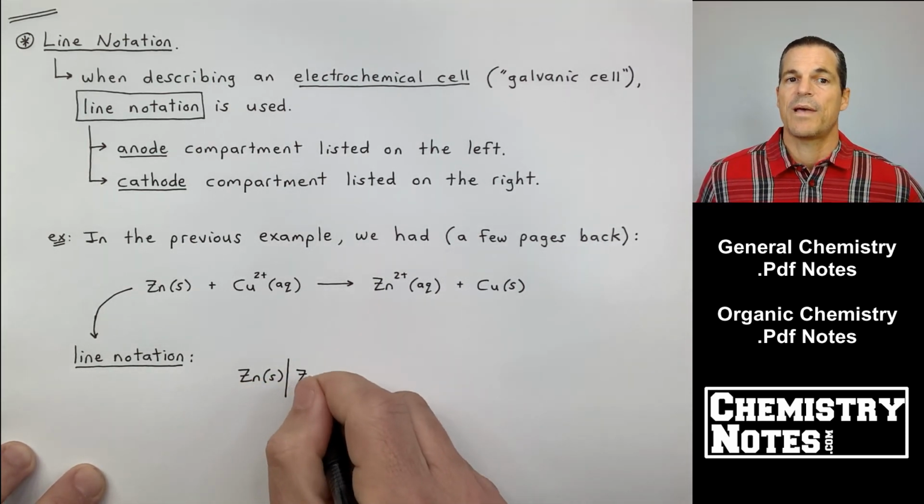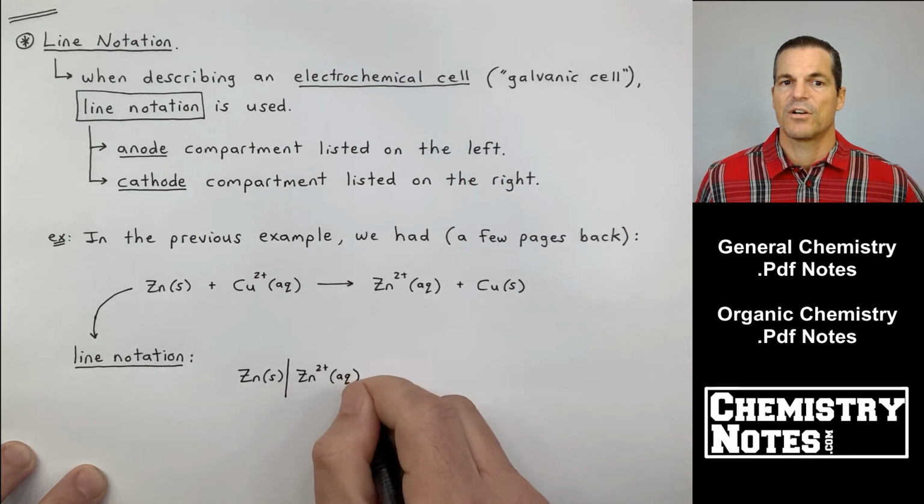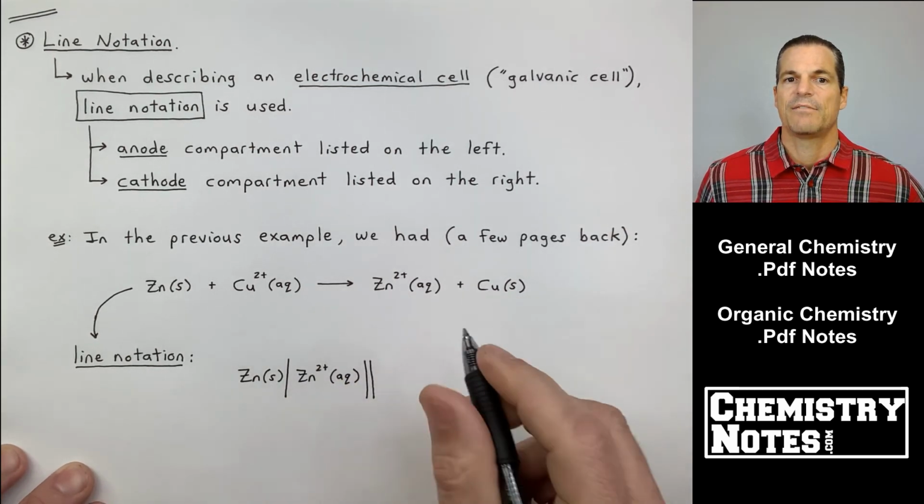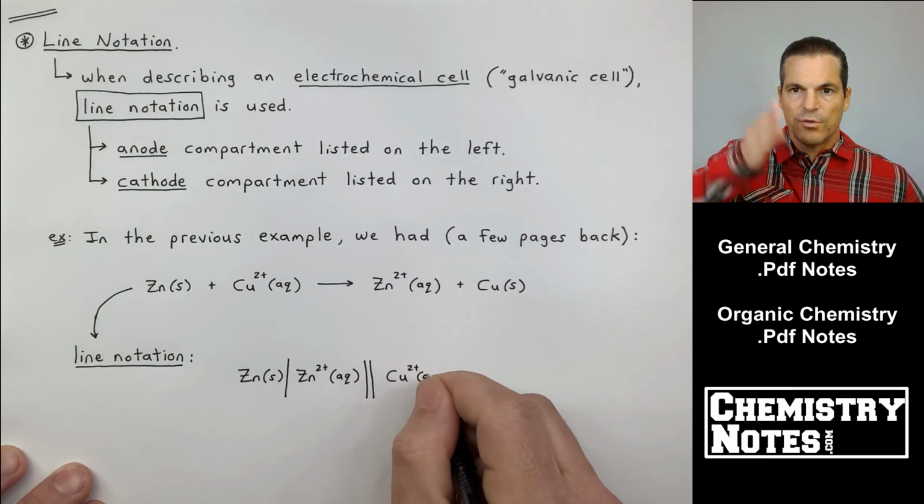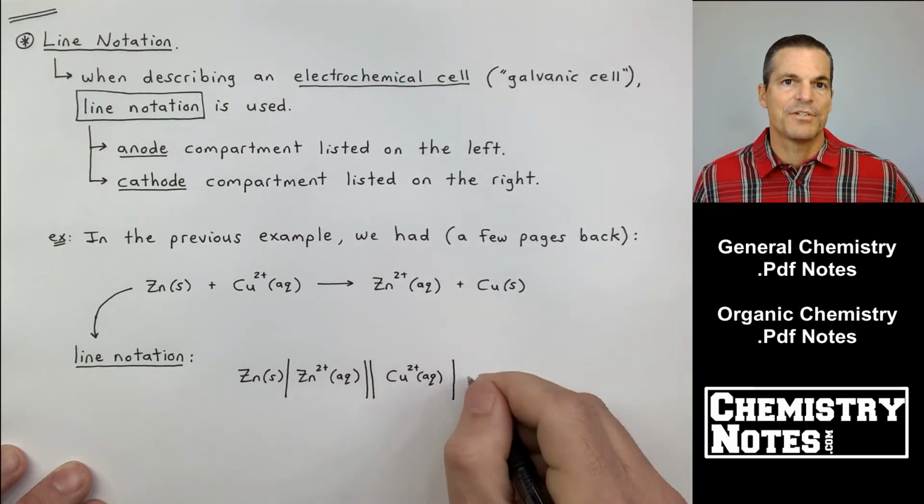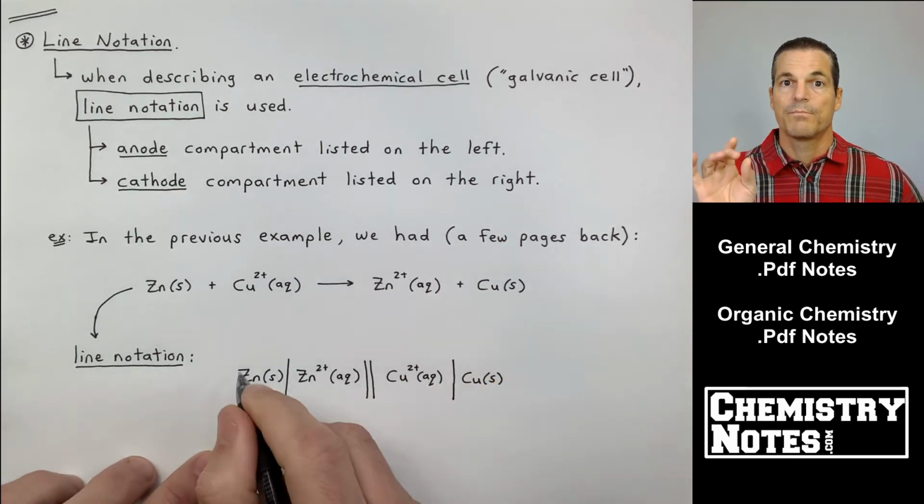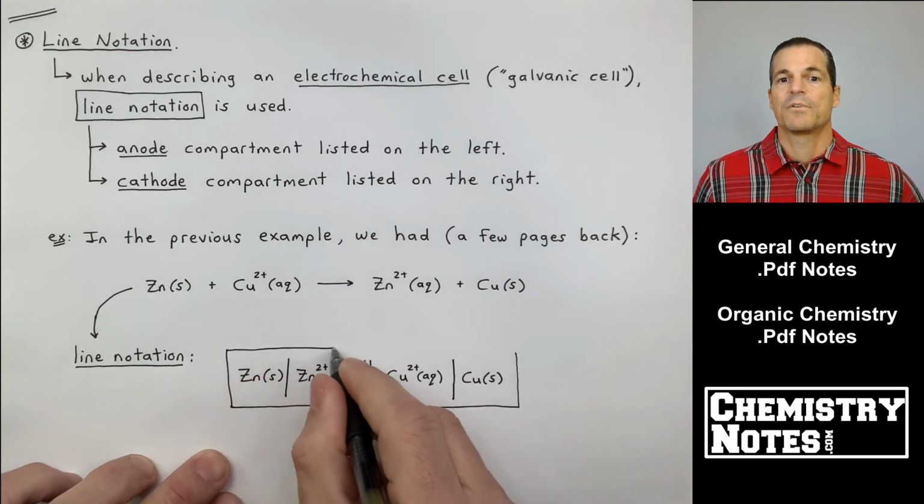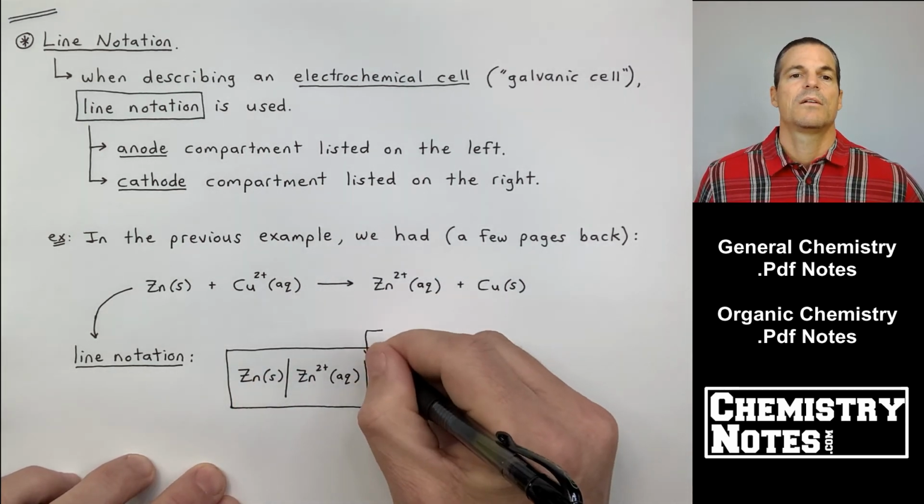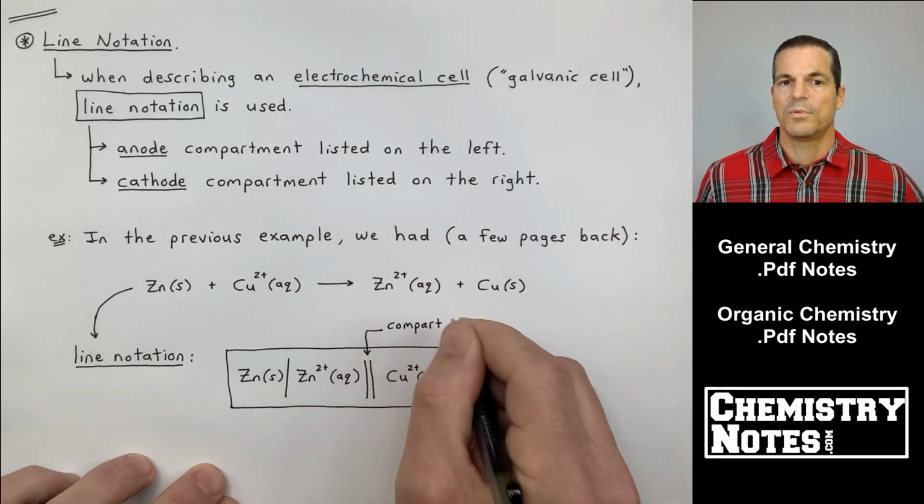Well, on the left is my anode, right? That's where oxidation occurs. So I have zinc solid and I have zinc 2 plus. Then I have two vertical lines. That is my compartment change. Imagine that being kind of like where your salt bridge is. Then I have copper solid on the right-hand side along with my solution of Cu2 plus.